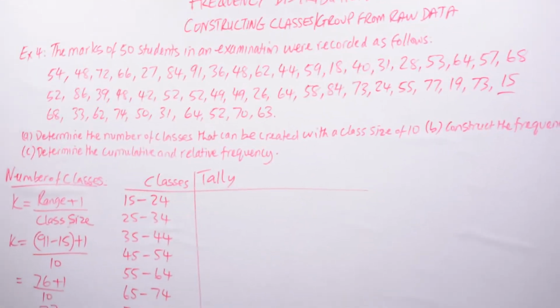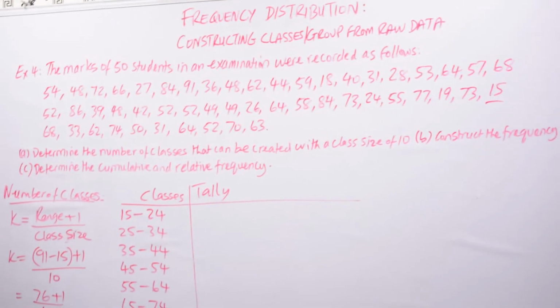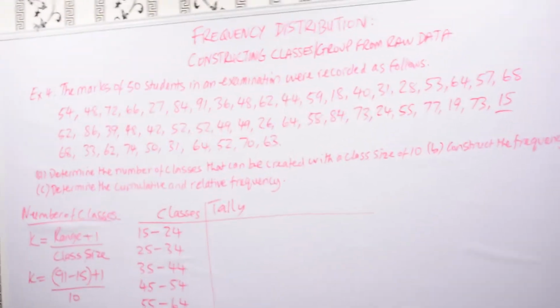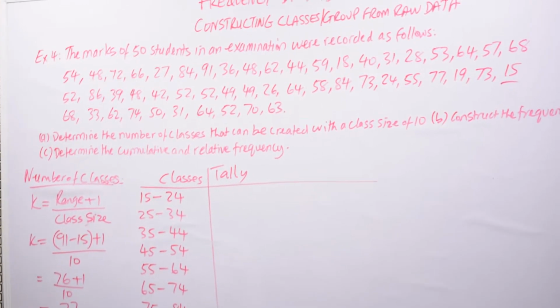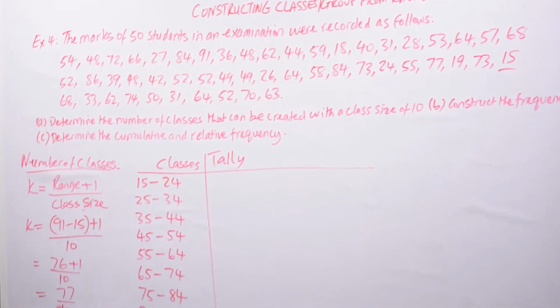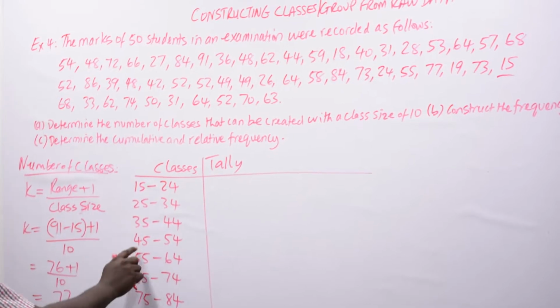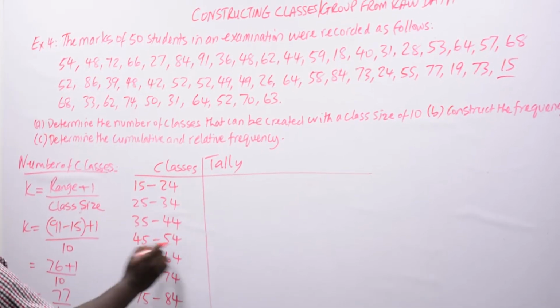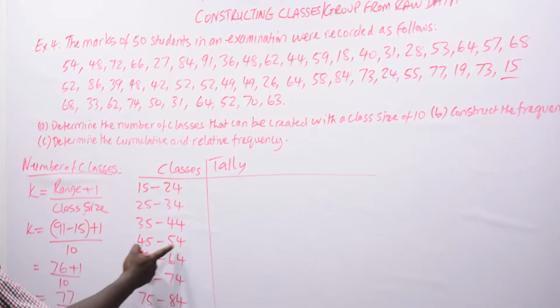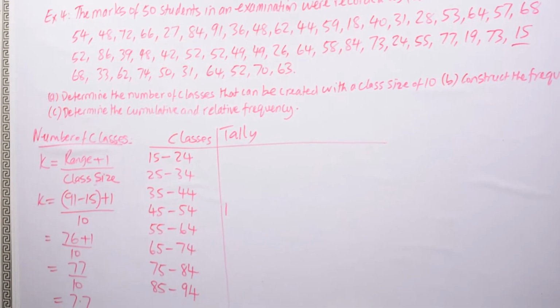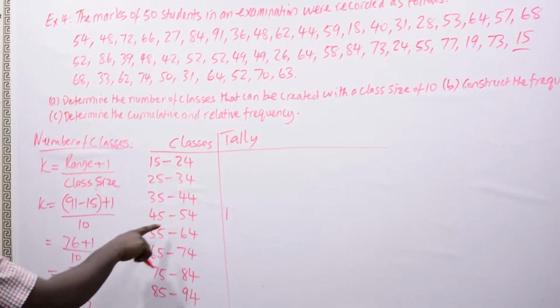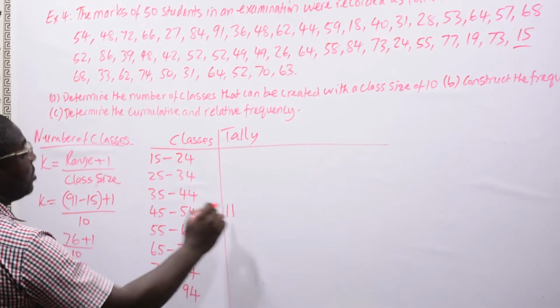Please follow me, and as I look at it very closely, you have to be very careful in looking at this. Look at the first one here. The first one is 54. Where will 54 be? 54 will be in this class, the class of 45 to 54. So we have one here. 48 is the next appearance. Where will 48 be? It's also going to be in this class.